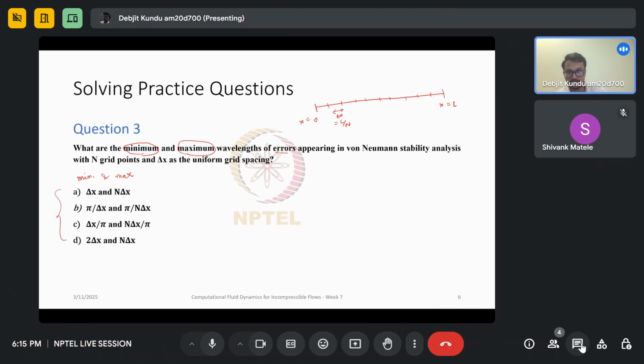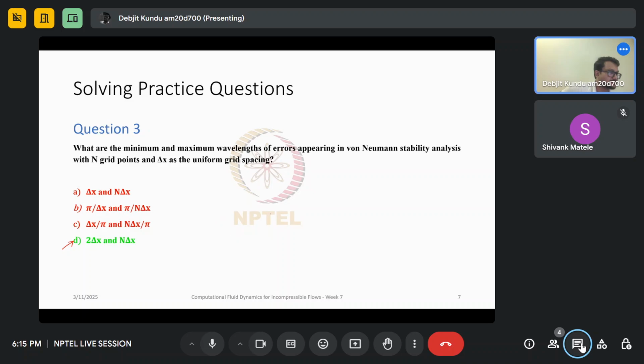Okay, so we have a response in favor of option C, that is delta x by pi and n delta x by pi. Okay, so let's take a look at the solution. It's actually option D, 2 delta x and n delta x. So the reason is pretty simple.